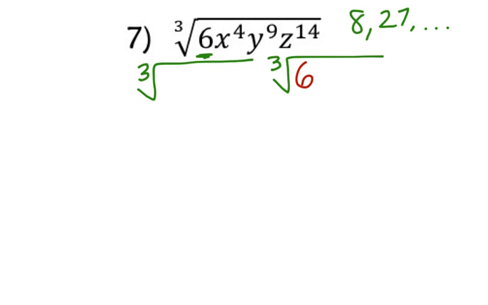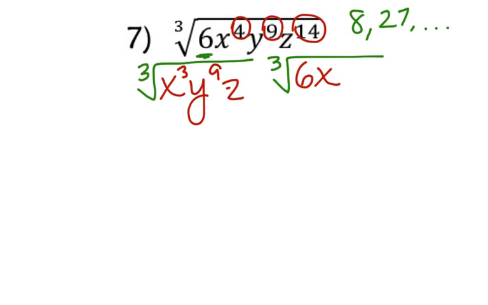But now looking at the exponents, if we have x to the 4th, we can split that up, and again, you want the biggest number less than that 3 would go into, which would be x to the 3rd, and that would leave us with 1x in the second one. Y to the 9th, 9 divided by 3 does go in evenly, so we can leave y to the 9th right there. And with 14, 3 doesn't go into it, but you can drop it down to 12, and it would work, so you would get z to the 12th, and then we would have 2 of them left here.